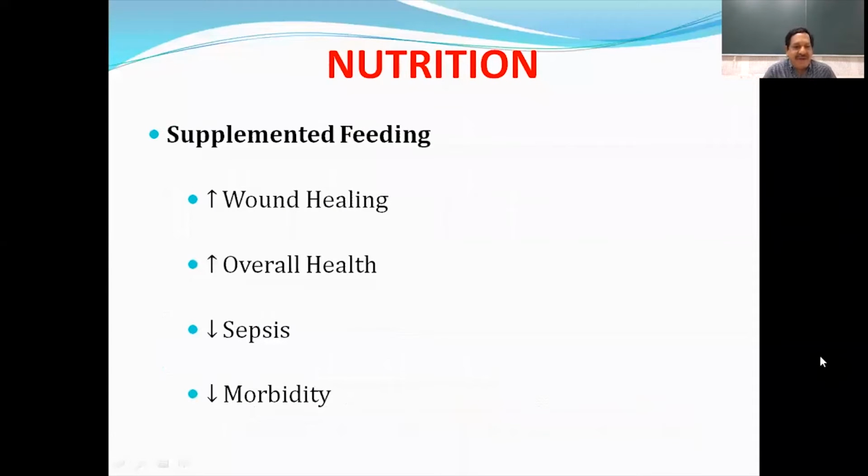This helps in increased wound healing. Overall health is improved. At the same time, the sepsis infection is decreased, morbidity is decreased.